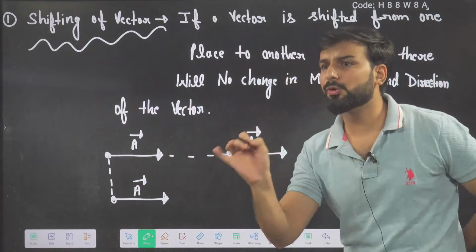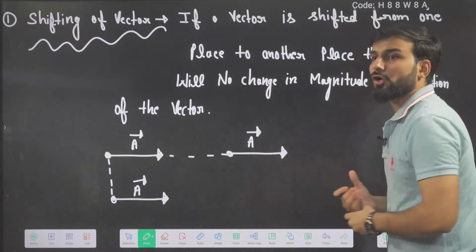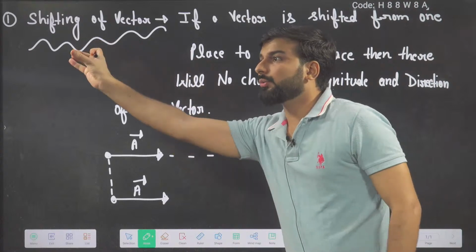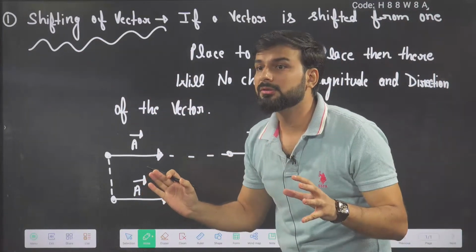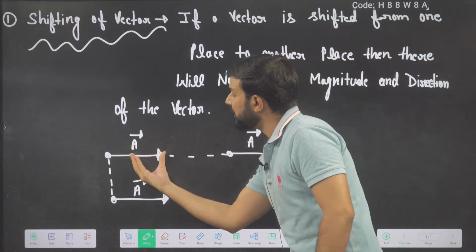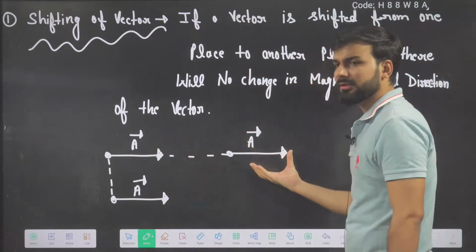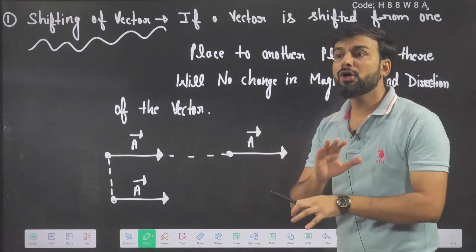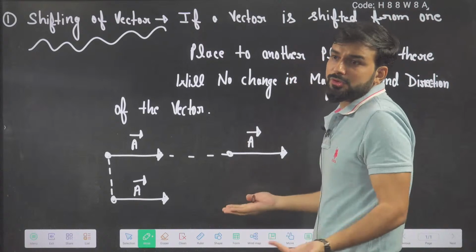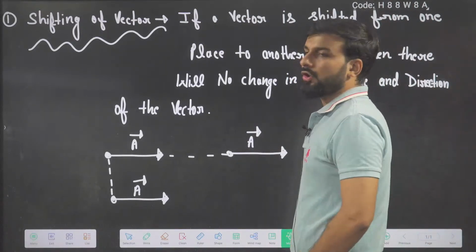And this beautiful property of vectors I am going to use in the next topics. So that is why you should know, when I shift one vector from here to here, you should not get confused. Because for my convenience, I can shift this vector from here to here. Is there any change in the vector? No. Why? No change in magnitude, no change in direction. So that is why the vector remains the same on shifting.